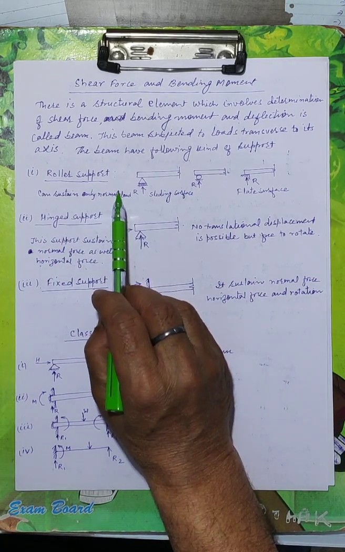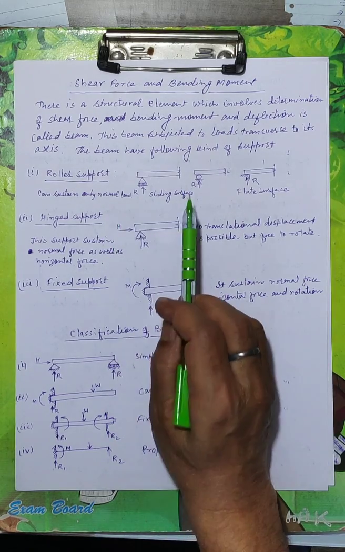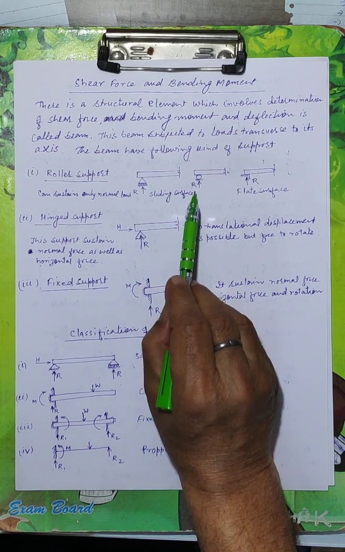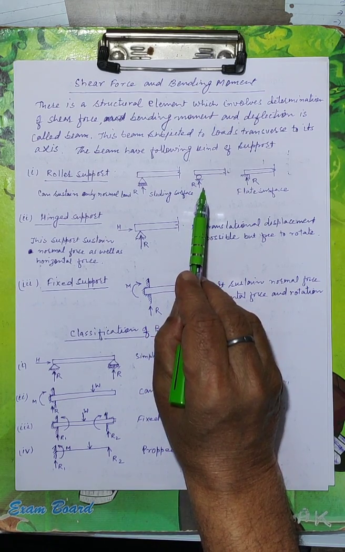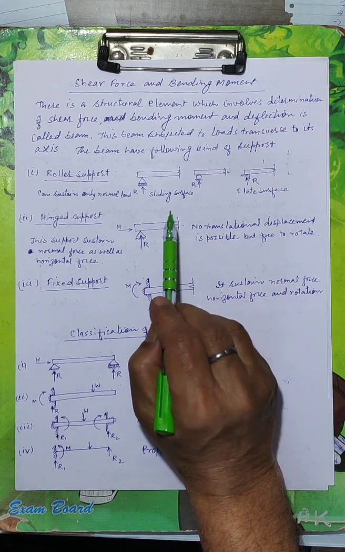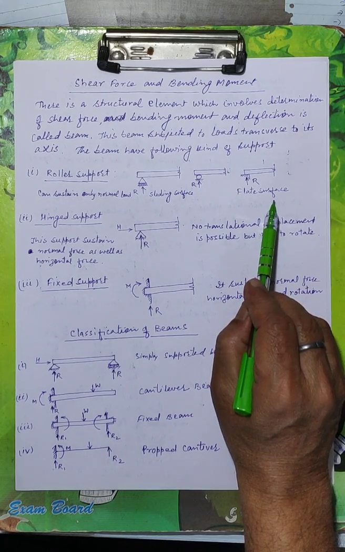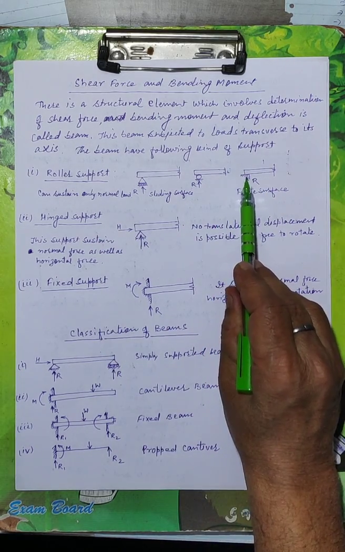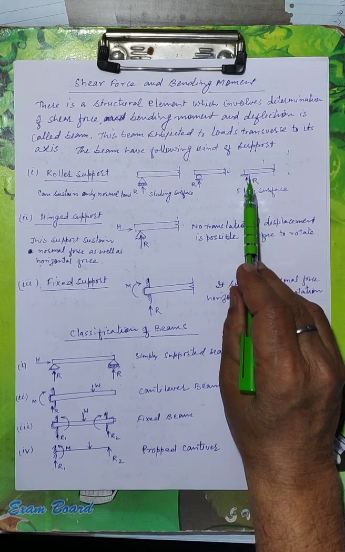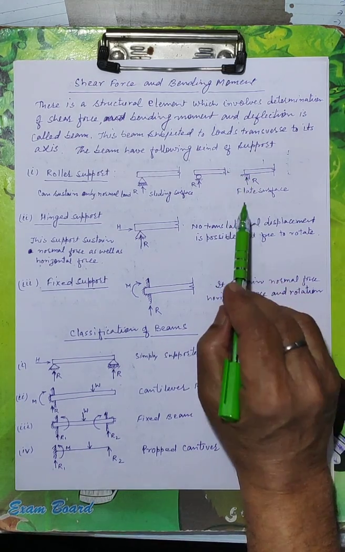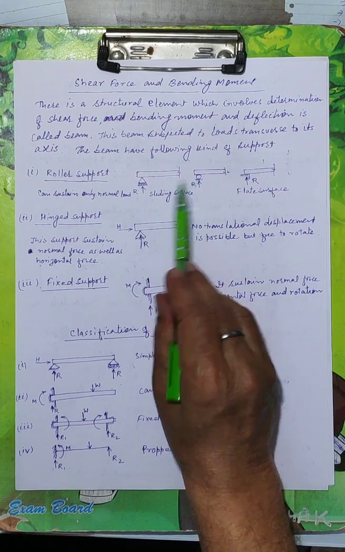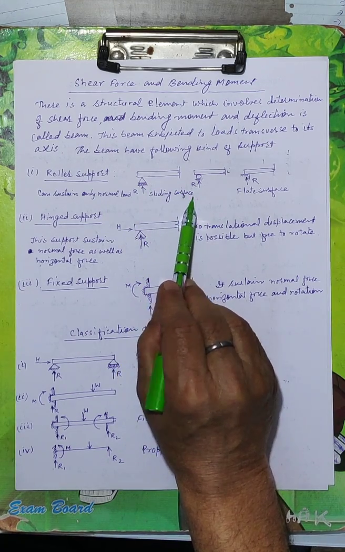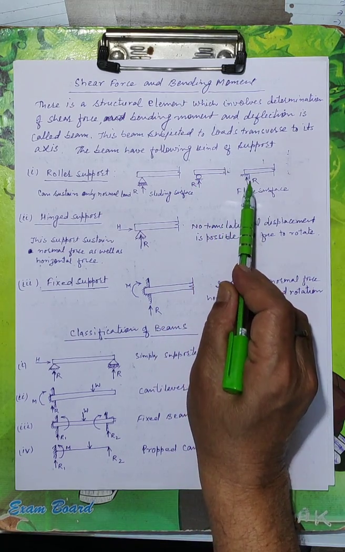First is roller support. What does it mean? When beam rests on a sliding surface like a roller, or beam rests on a flat surface like a masonry wall. This is masonry wall. The H portion is shown in this figure. The beam is resting on this masonry wall. Flat surface, sliding surface. And as a roller, it rests on a sliding surface as a roller, or flat surface as a masonry wall.